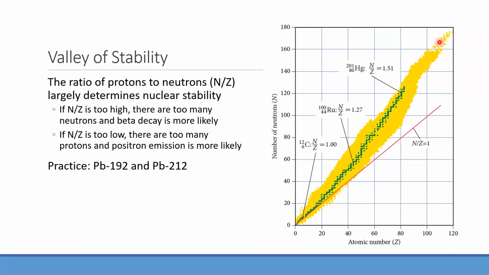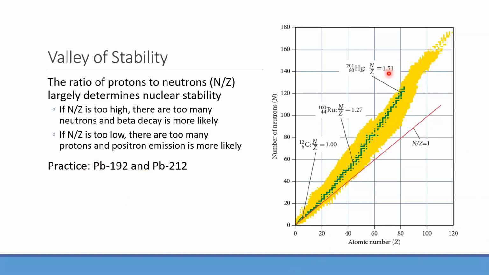These are all radioactive. And so let's think, if we have Pb-192 or Pb-212, so the number of neutrons, 192 or 212. So we know that for 212, we're probably going to be up on this side, and then for 192 on this side. So I think that for one of these, we're going to have beta decay, and for the other, positron emission. Okay, so we're going to have too many neutrons for lead-212 and too many protons for 192.